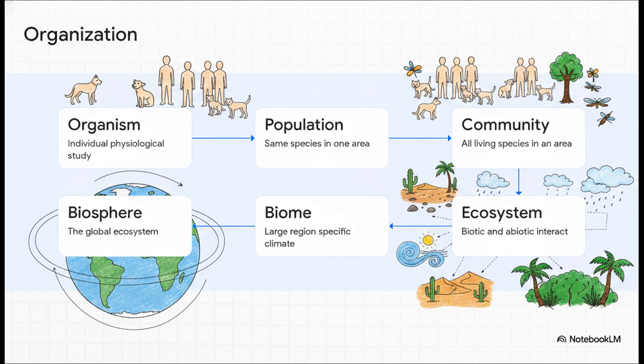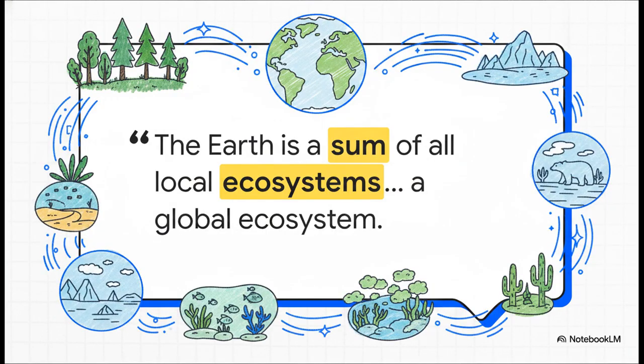Now, what happens if you introduce the non-living elements to that community? The water, the soil, the weather. Well, you finally get an ecosystem, which is where the really functional interactions happen. Zoom out even further to massive regions that share a specific climate, like a huge desert or a tropical rainforest, and we have a biome. And finally, if you bundle every single biome together, you reach the absolute top of the ladder, the biosphere.